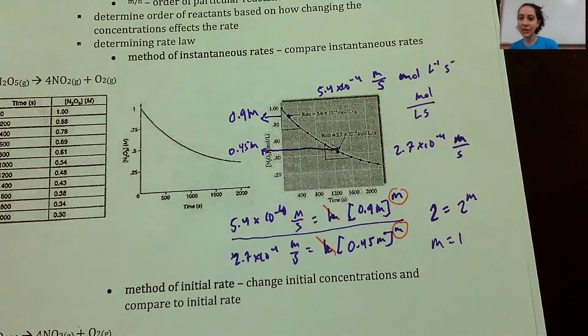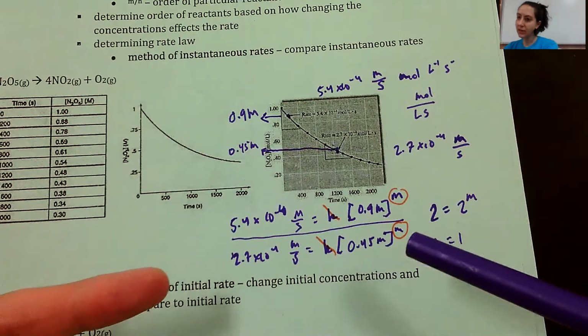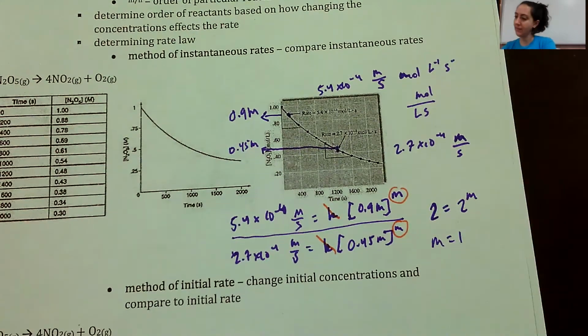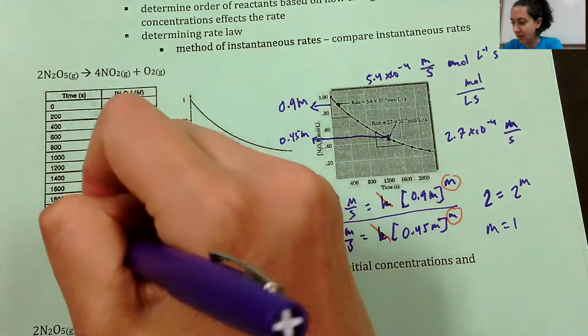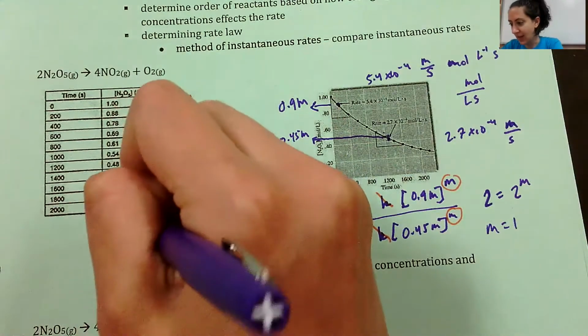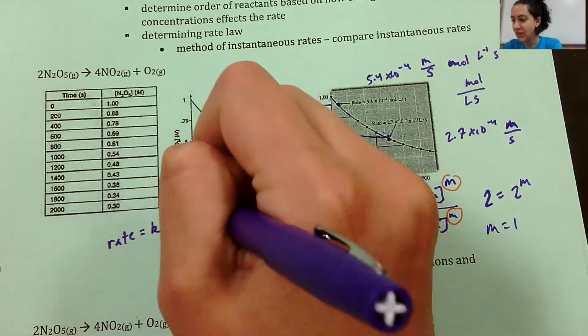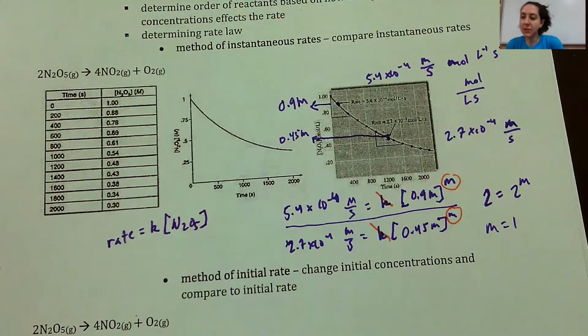So what we've just done there is figured out, either through a more mathematical problem solving method, or just through a basic understanding of what order is, that N is a first order reactant. So we can now write the rate law. The rate law is going to be rate is equal to K times the concentration of N2O5 raised to the 1. Because it's raised to the 1, we just don't write anything. And that's the rate law. Bam, that's it. Super, super chill, right?